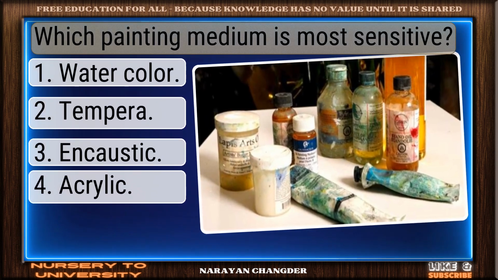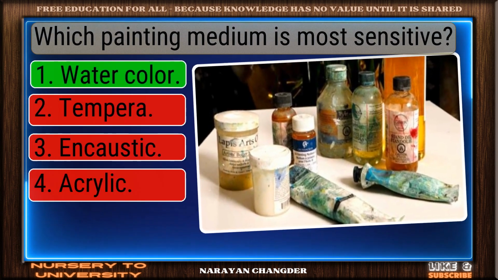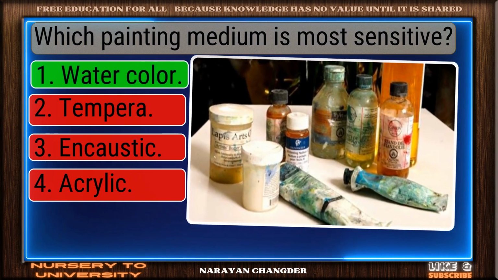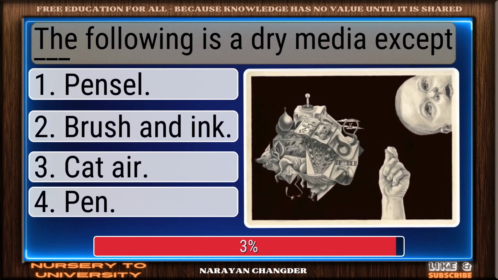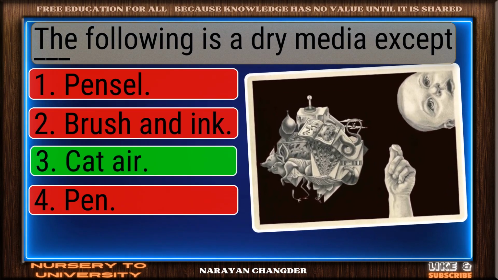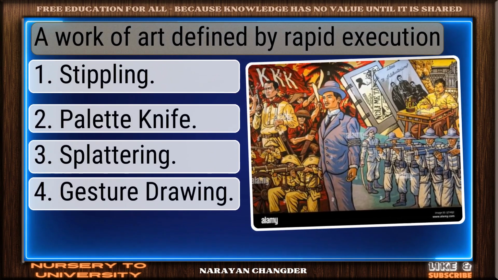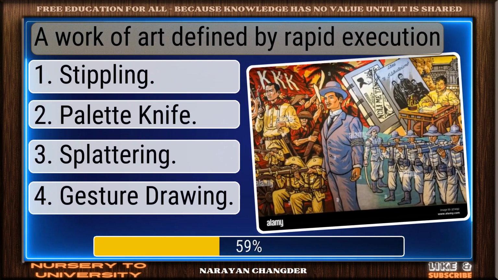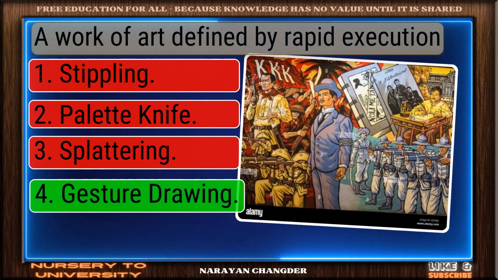Which painting medium is most sensitive? Bravo. Watercolor is the answer. The following is a dry media except dash. Great job. Cat air is the accurate answer. A work of art defined by rapid execution. Nicely done. Gesture drawing is a solid answer.